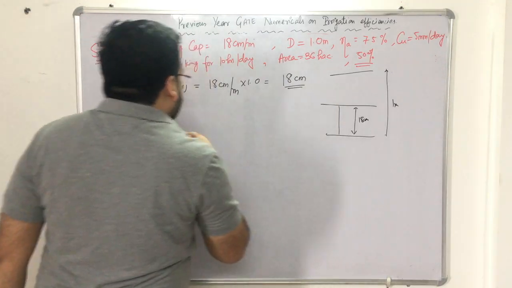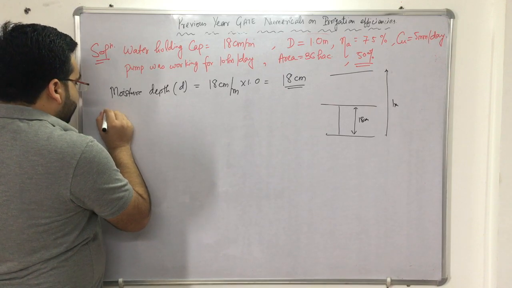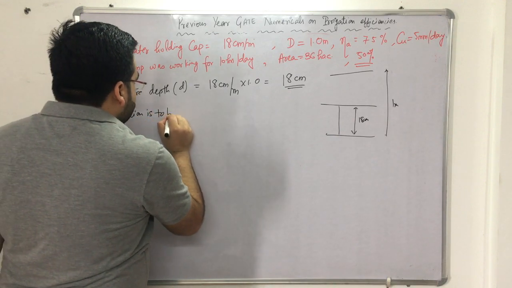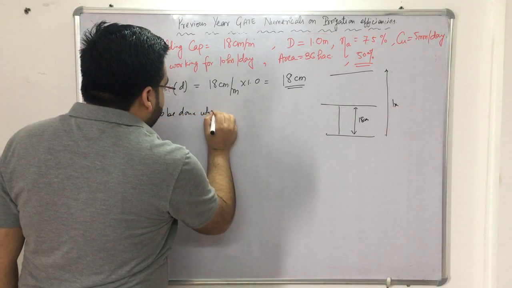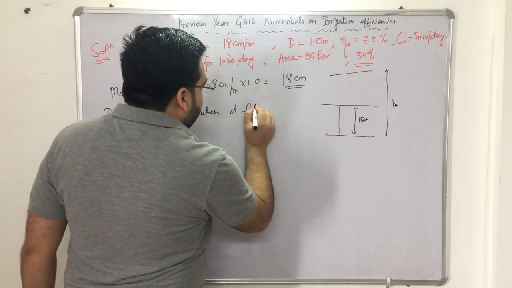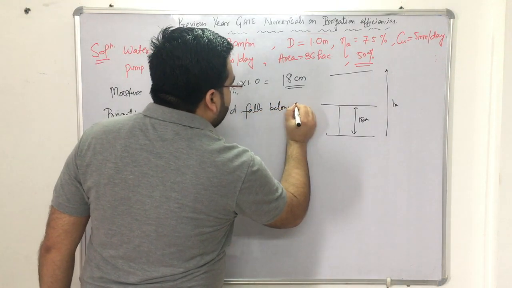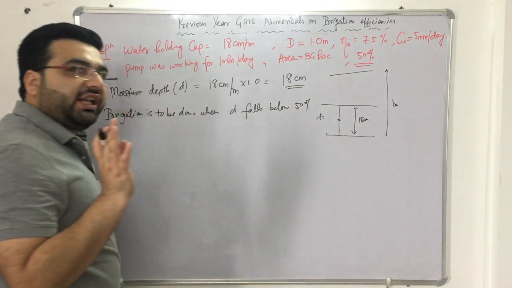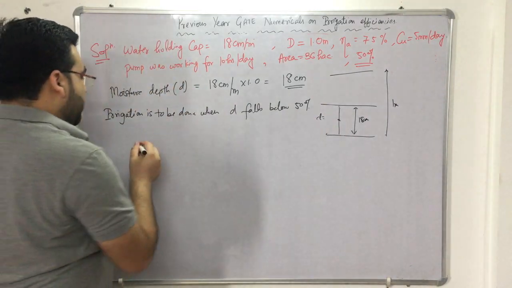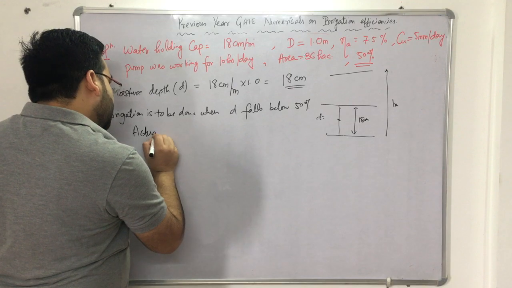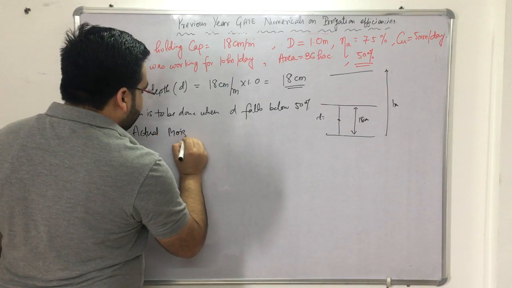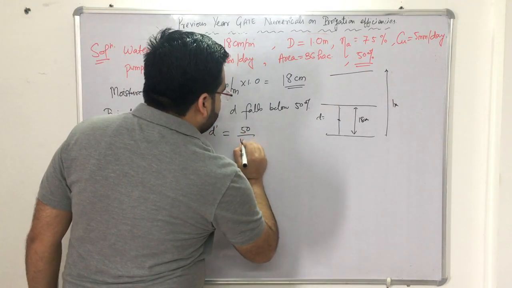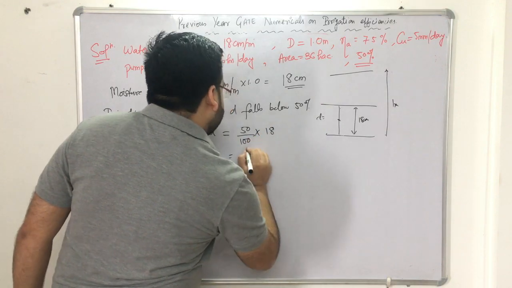Okay, now I have to do irrigation. Irrigation is to be done when this d, small d, falls below 50%. If it falls below 50%, then we have to do the irrigation to fulfill this requirement, right? So now the actual moisture depth d is equal to 50% of 18 centimeter, that is 9 centimeter.